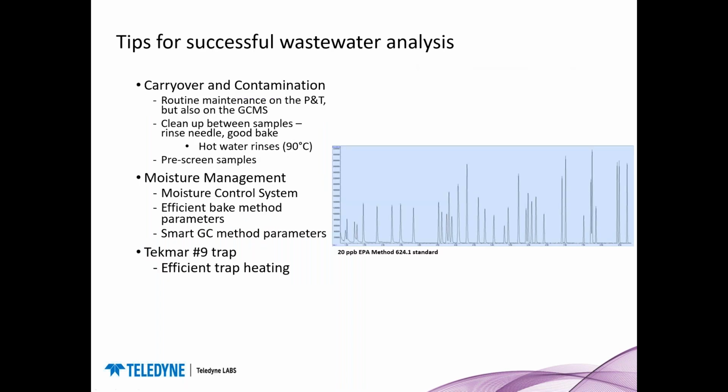So, some tips for a successful wastewater analysis, especially for carryover and contamination. Not only do we need to keep up with routine maintenance, such as trap and sparger maintenance, but also mass spec source cleaning, GC column trimming, and inlet maintenance, and most importantly, how we are cleaning up the system between samples. So our purge and traps offer water heaters that can heat the rinse water up to 90 degrees C, and you can do up to 3 rinses.